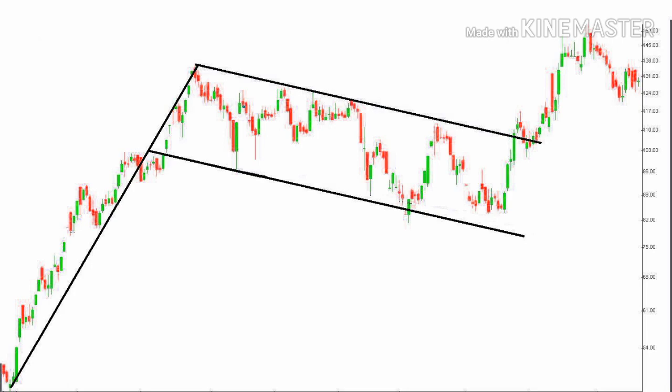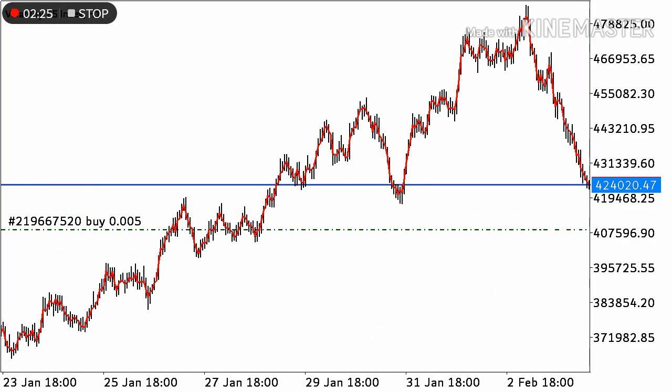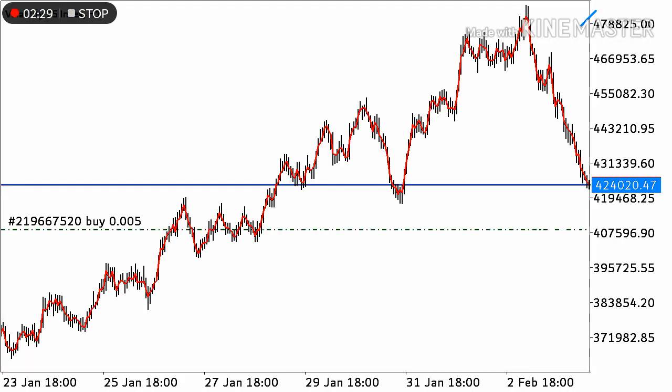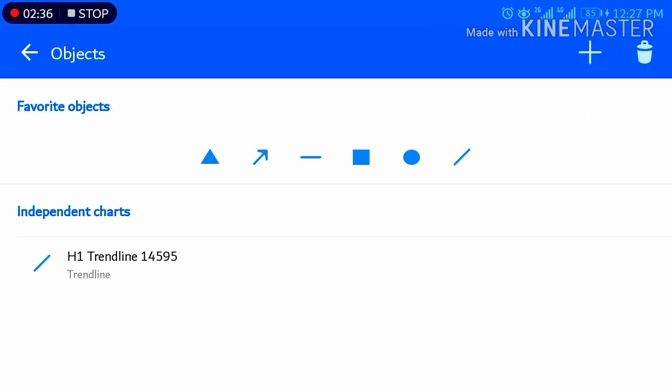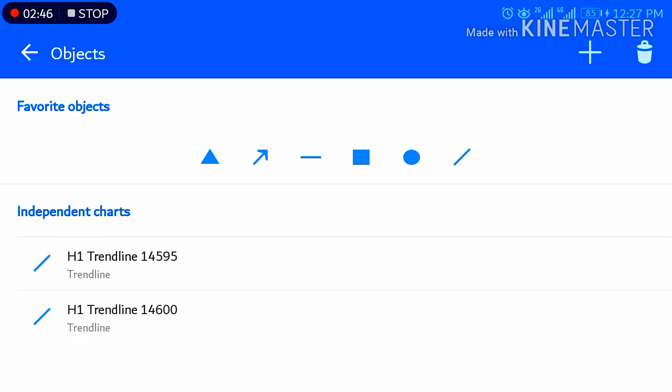flag pattern. Let me find the flag pattern. Okay, look at this one. Wow, very awesome. Let me draw this. Maybe I will not draw perfectly here, but let me show you how things work.